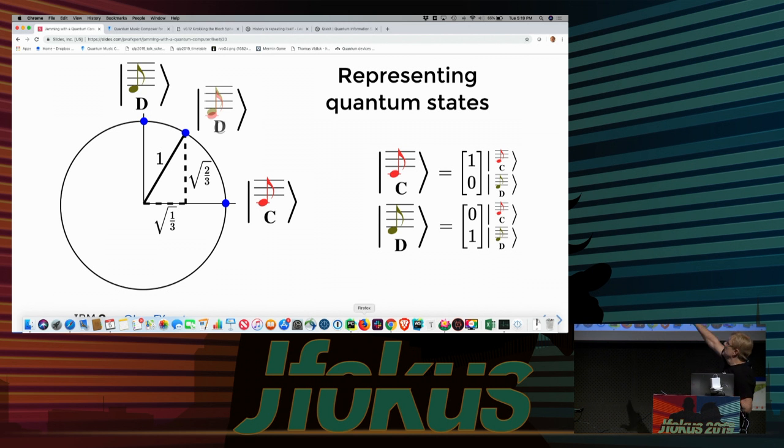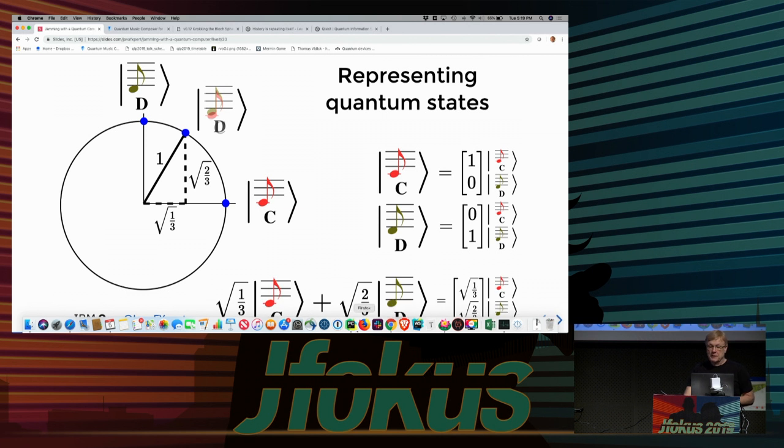In this case, I'm pointing to a combination of C and D that lives on the unit vector. All pure quantum states live on that unit vector. And notice that it's got some amplitude in the C direction and some amplitude in the D direction. Those are called probability amplitudes. The hypotenuse of that triangle points to that quantum state, which is some combination of C and D. The way that we would represent that quantum state is on the bottom there.